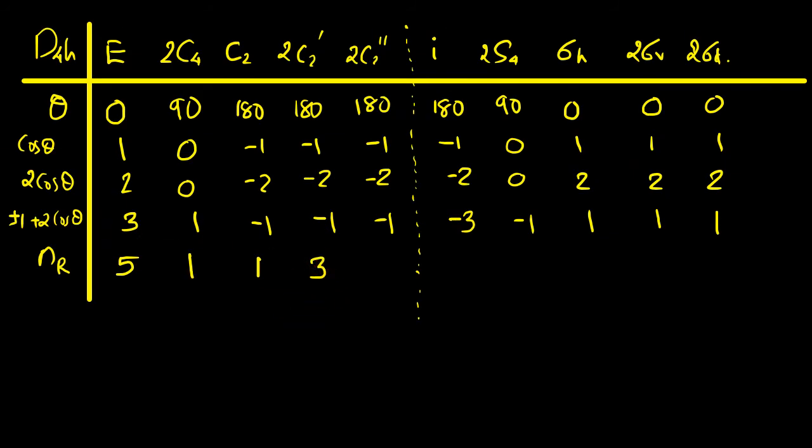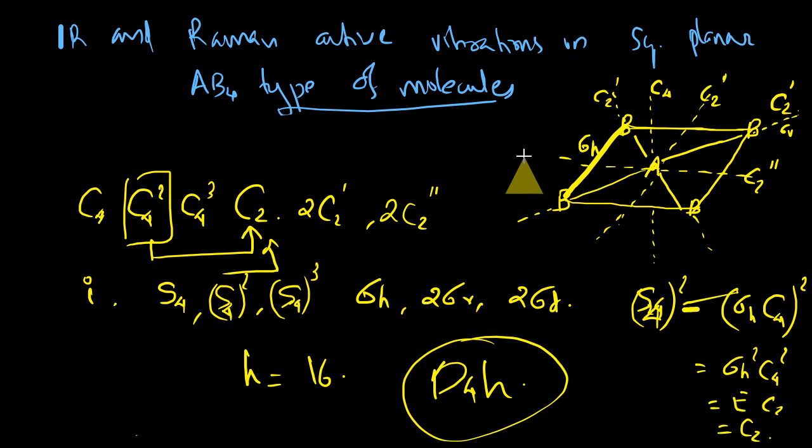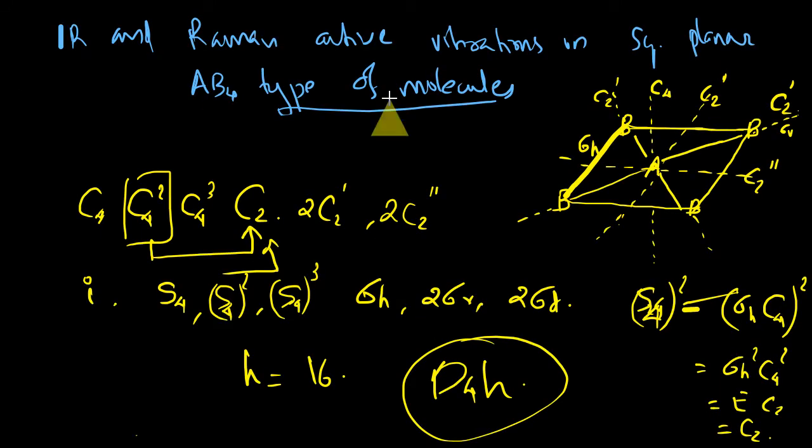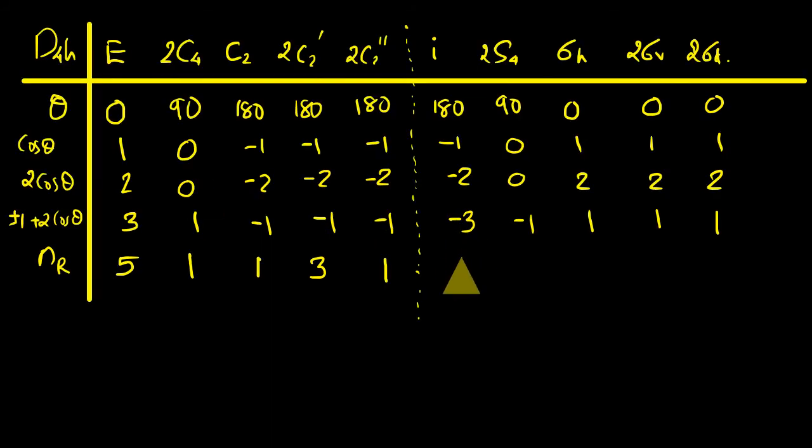Okay. And what about C2 double prime? C2 double prime is this axis, and that axis contains only one atom, that is the central atom A. So that only will retain the position. Therefore, NR is equal to 1. And what about inversion? The inversion center is nothing but the central atom only. So the central atom lies in the inversion center, and therefore during the inversion, the central atom will retain its position. All other atoms will change their position. Therefore, in the case of inversion, NR is equal to 1.